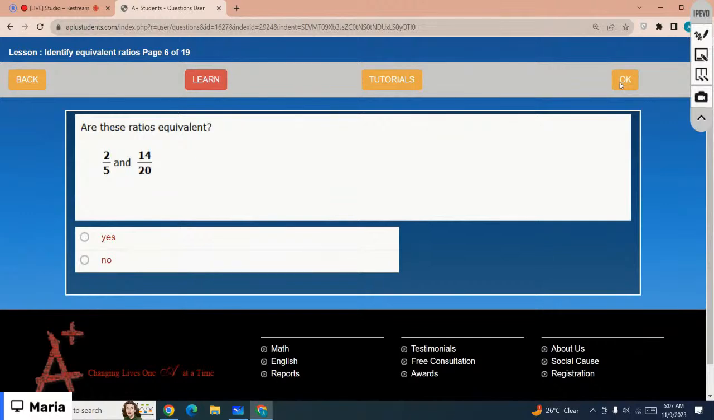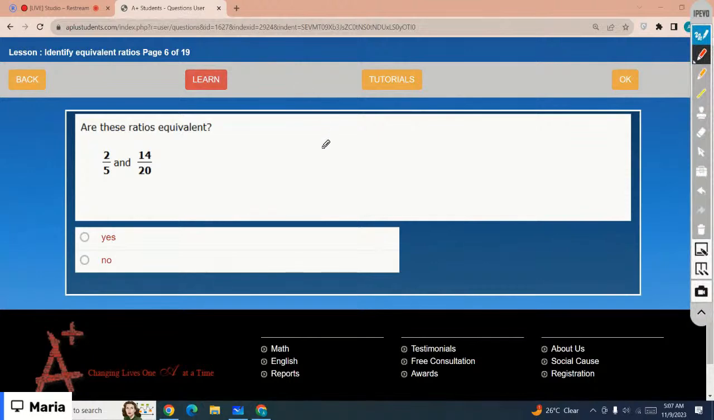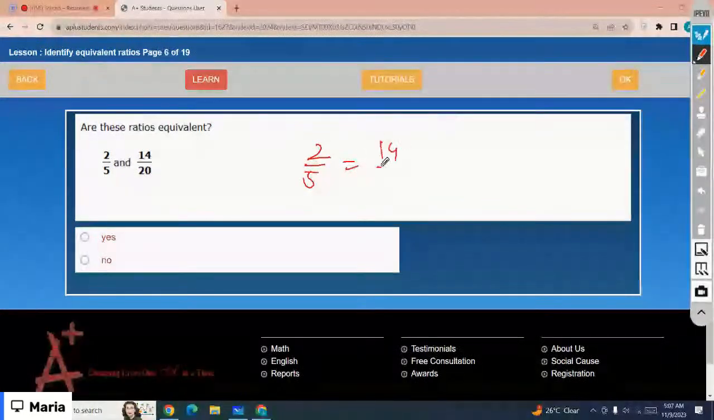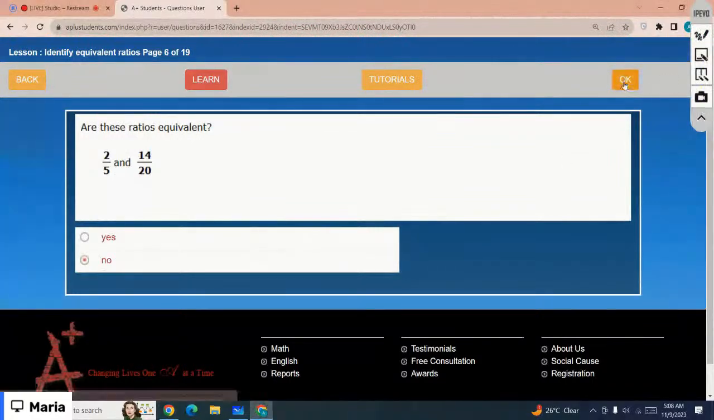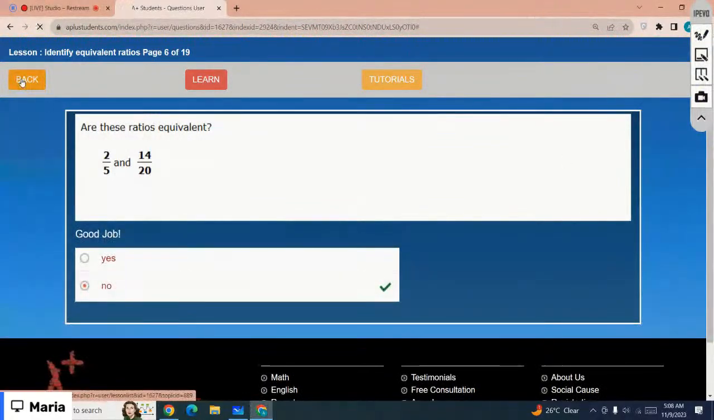Okay, are these ratios equivalent? 2 to 5 and 14 to 20. Okay, so that would be 2 over 5 equals 14 over 20. So which is the correct option? You have to do 2 times 20 and 14 times 5. So 2 times 20 is 40 and 14 times 5 is 90. So no, they are not equivalent. The correct option is no. Got it? Okay, you can complete the lesson by yourself later today. So let's just move on to the next lesson.